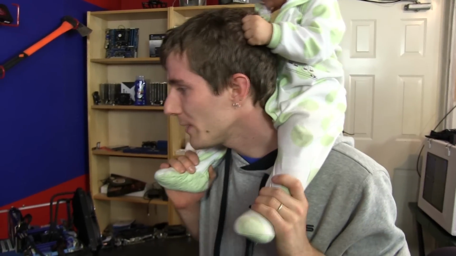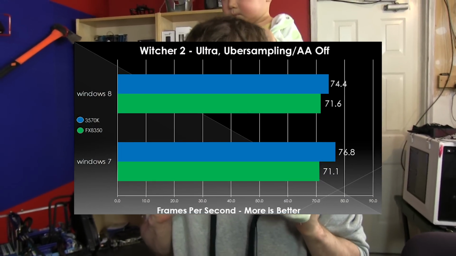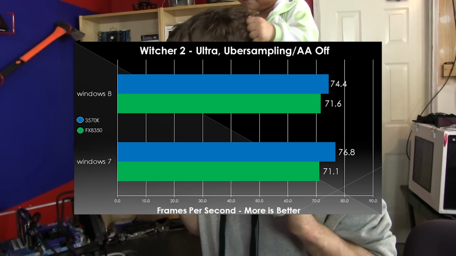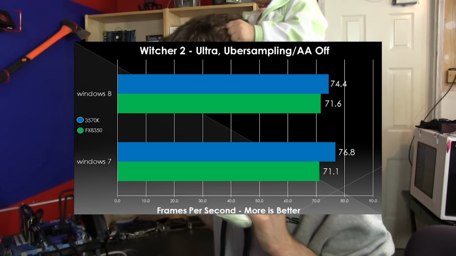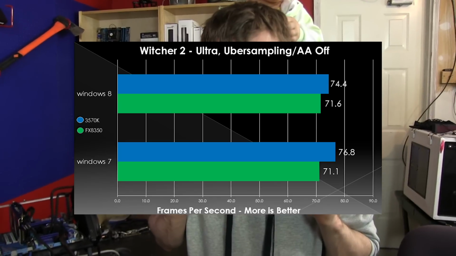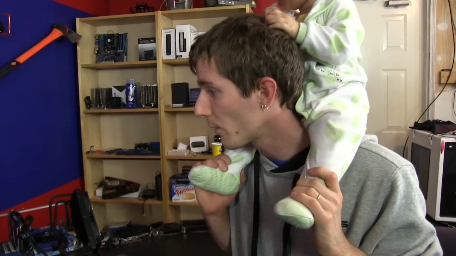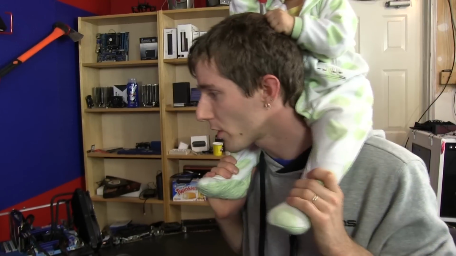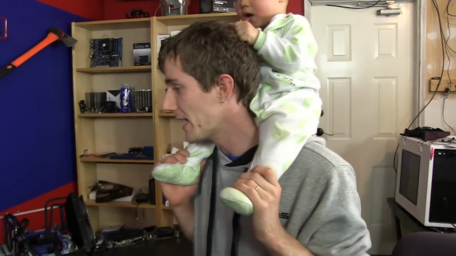In Witcher 2, we didn't see much in the way of strange behavior, but we did see improvements again going from Windows 7 to Windows 8. So the 8350 particularly went from 51 minimum to 59 minimum, although the averages didn't change much. So we're seeing another one of those situations where minimums improve, averages don't really improve much, which gives you smoother overall gameplay, whereas the 3570K only improved about 5%. And we're going to call this one pretty much a tie, although the 3570K does edge out the 8350.